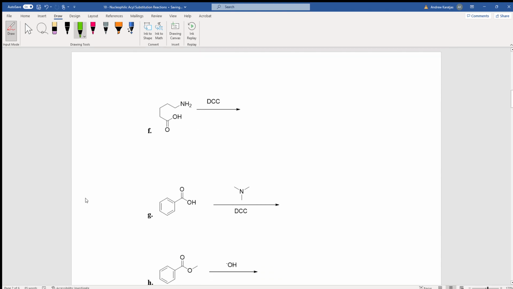Part F, we have again our DCC conditions that form amides. And this one you might notice again is very much like part B. The NH2 group and the electrophile, the carboxylic acid, are within the same compound. So it will, just as it did in the previous question, close to form a ring.